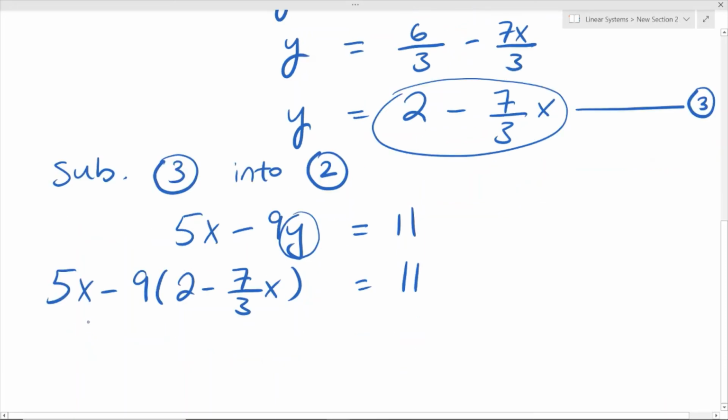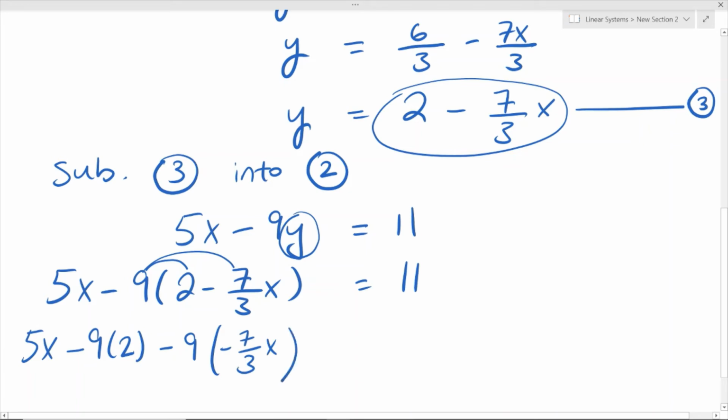So now from here, we can apply the distributive property, right? This negative 9 can be applied to each of these terms. So let's copy 5x. Negative 9 is going to be multiplied by 2, so negative 9 times 2, and then we have negative 9, which is going to be multiplied to negative 7 over 3x. So yeah, it's very important we don't forget this negative, okay? So basically taking this entire thing, taking in fact the sign as well, then this is equal to 11.